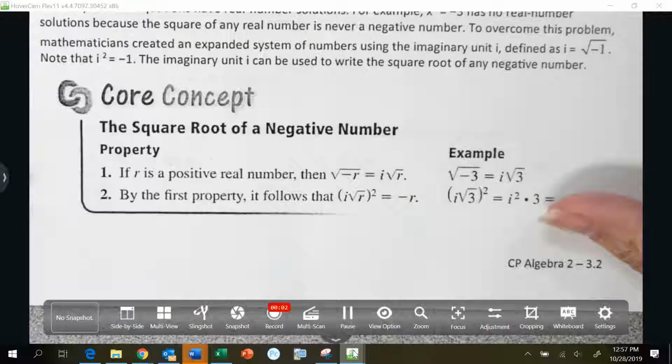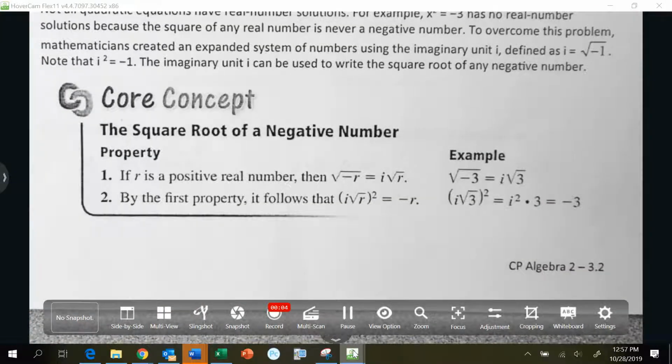So today we're going to do the square root of a negative number, and you just said negative number. You thought you couldn't until now.